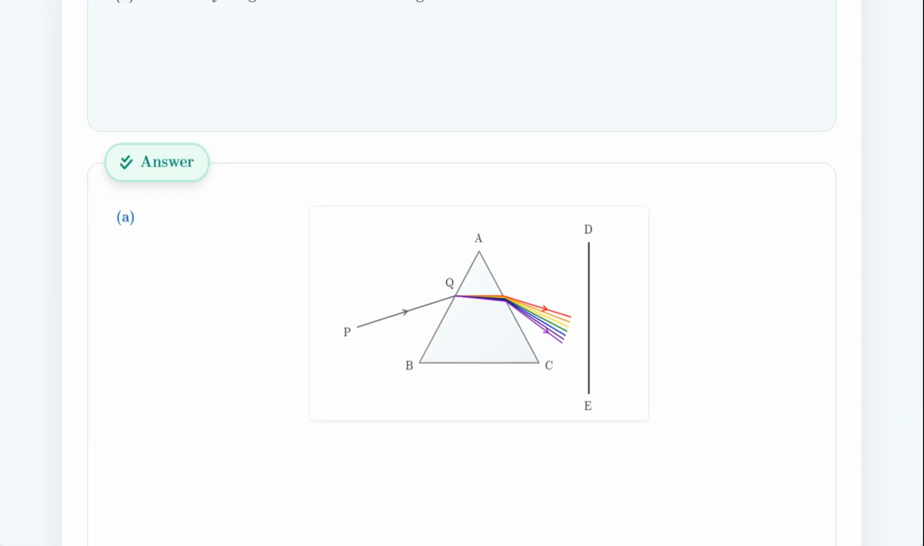As the white light enters the prism, it bends towards the normal and splits into different colors. Upon emerging from the second surface, it bends away from the normal, further separating the colors, which then fall on the screen DE. Red deviates the least, while violet deviates the most.